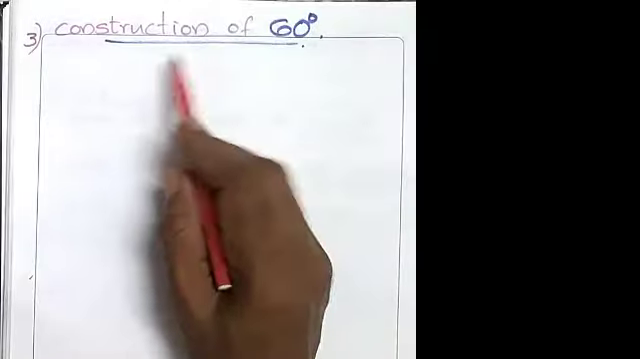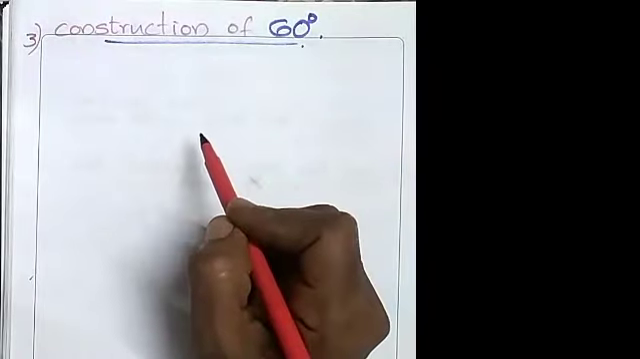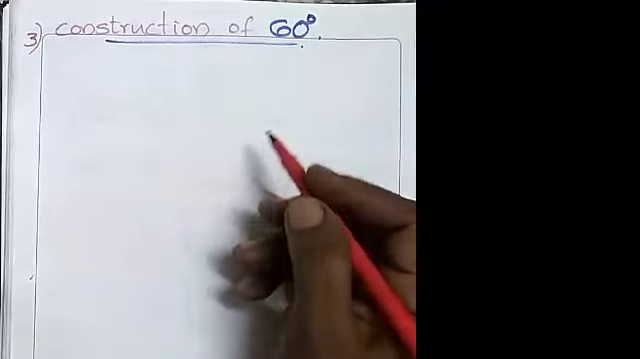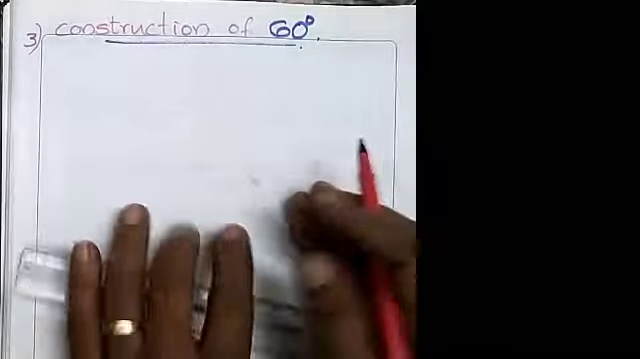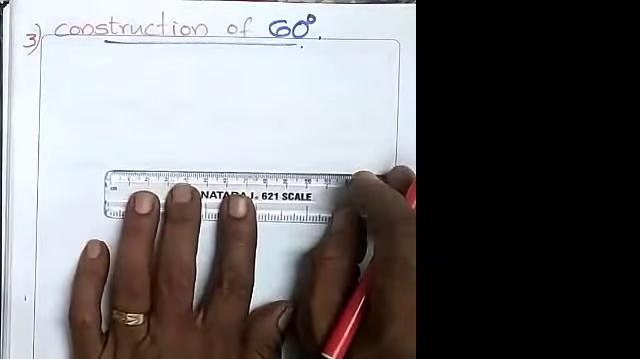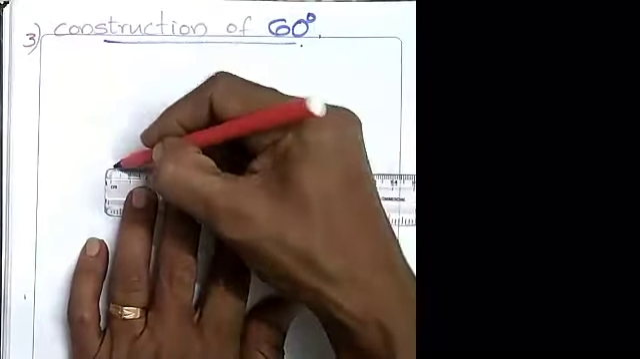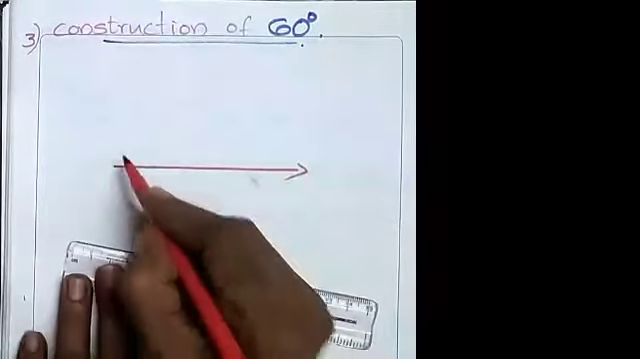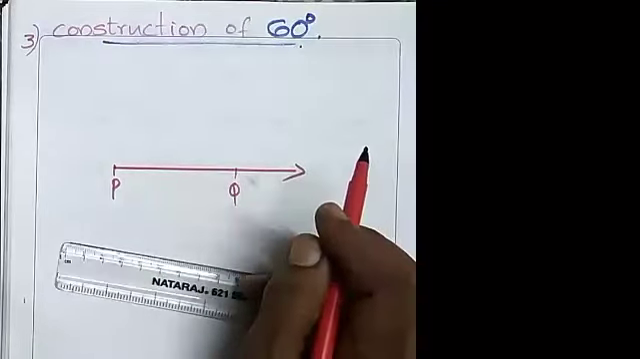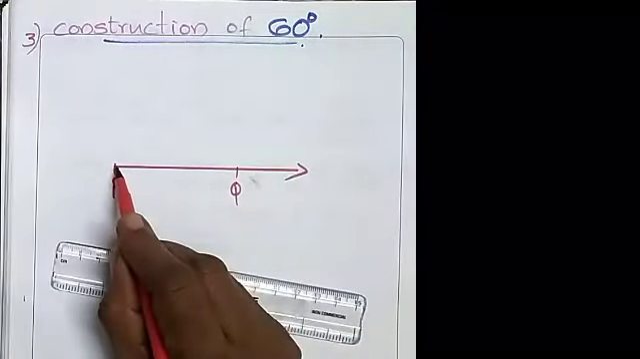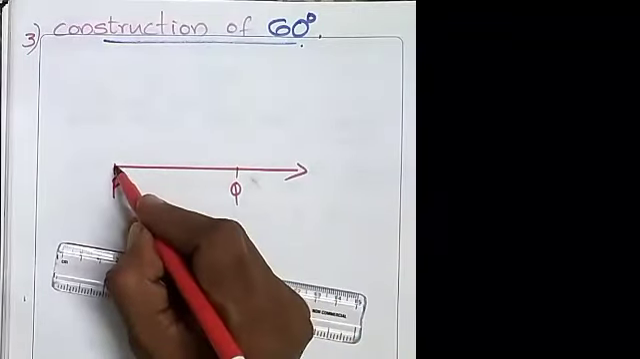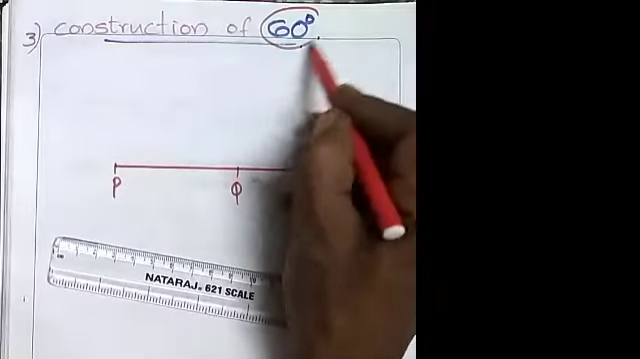Next, third, construction of 60 degree. You need to construct an angle of measure 60 degree. For that, just you select a ray. So just you are drawing a ray. Suppose we give the name PQ. So the starting end point here is P and it is passing through the point Q. At P you need to construct the angle of 60 degree.